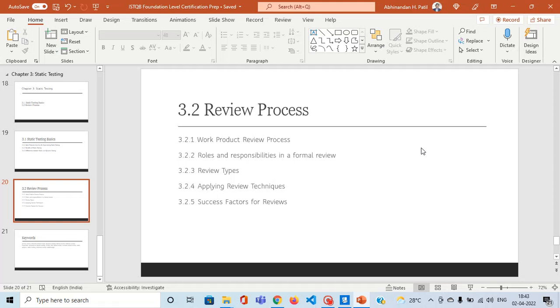So management are involved, and the next role is moderators. Basically, moderators are the ones who ensure effective review meetings, and they do moderation wherever necessary. The review leader is the one who has overall responsibility of the review, decides who will be involved, and organizes the review. Reviewers are basically subject matter experts.